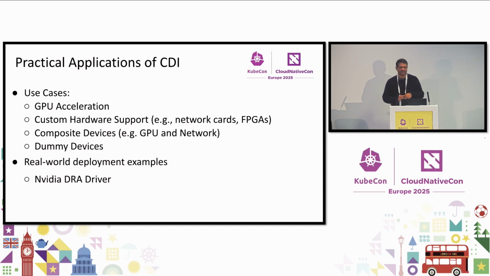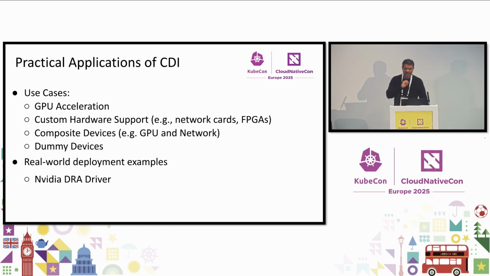Practical use cases of CDI, as I mentioned, include GPU acceleration using CDI specs. Custom hardware support, like specialized network cards that need to be initialized in a specific way inside the container before being used, you can use CDI. FPGAs are a good example. For complex devices, you can construct a flow where you say, I want a GPU, but with a specific network. Your device driver, device plugin, or DRA driver can select the two CDI spec files and return them to the kubelet, and the kubelet will pass them along all the way, so you can have this setup of complicated device configurations.